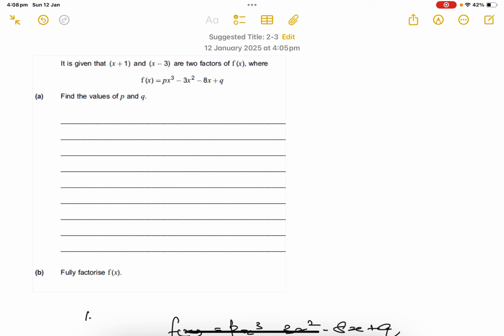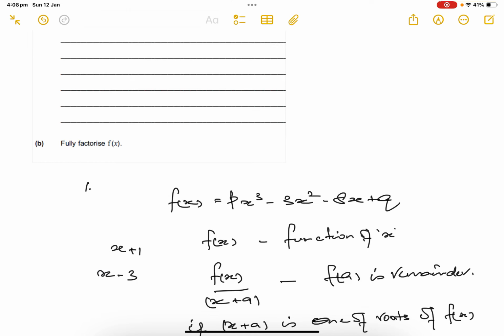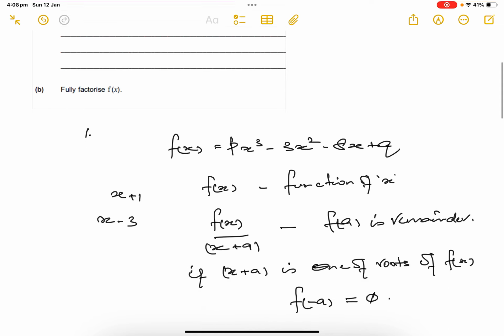Let's start. So f(x) is px cubed minus 3x squared minus 8x plus q. Just write it down. Prior to doing the question, let's go through a bit of remainder theorem and its application. f(x) is a function of x.